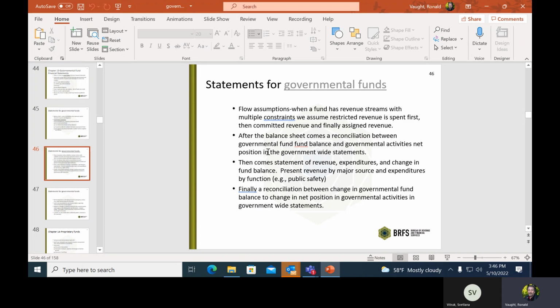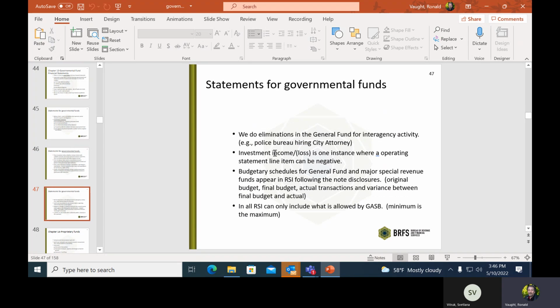Okay, there we go. Investment income and loss is one instance where an operating statement line item may be negative. Like we discussed earlier, we make a mark-to-market entry; this year will probably be negative, so it's conceivable some funds will end up with negative investment earnings.